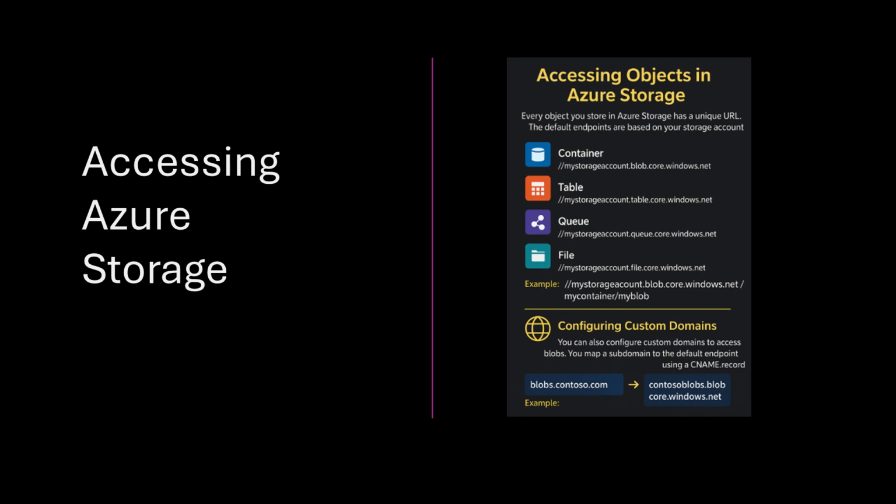If you want a friendlier or branded URL, you can set up a custom domain for blob storage. For instance, instead of users accessing data via mystorageaccount.blob.core.windows.net, you could allow them to use something like contoso.com. To do this, you create a CNAME DNS record pointing your custom subdomain to the Azure Blob endpoint. Once set, users accessing blobs.contoso.com will be routed directly to your Azure hosted blob data.